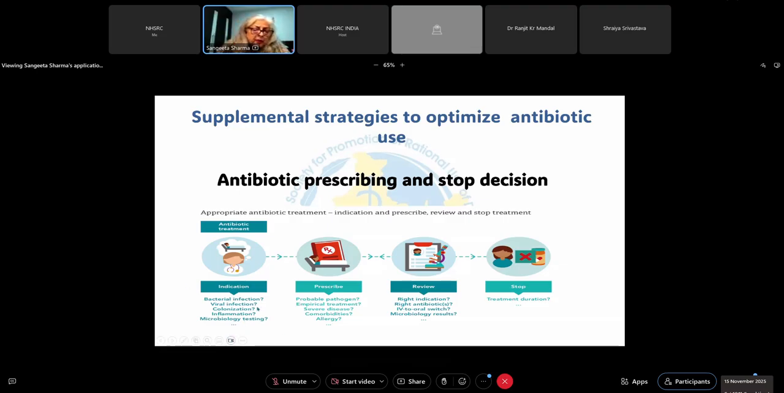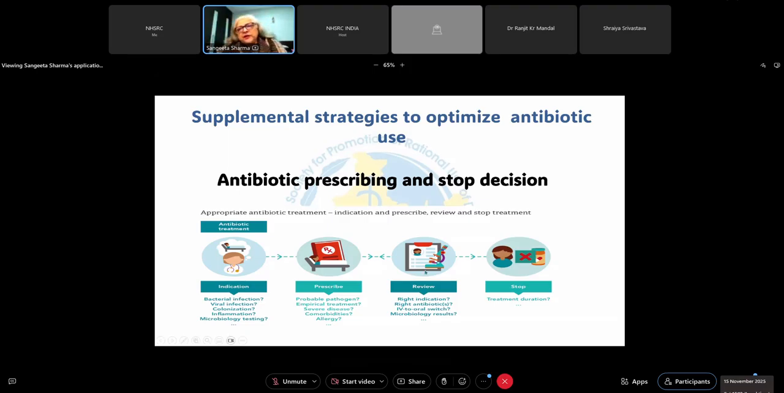Then, if you grow something in the sample, urine or blood, be careful. We must distinguish whether this is a contaminant or a colonizer, or a true pathogen that we have identified, and then accordingly you prescribe.